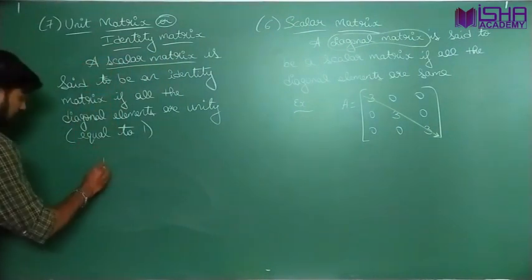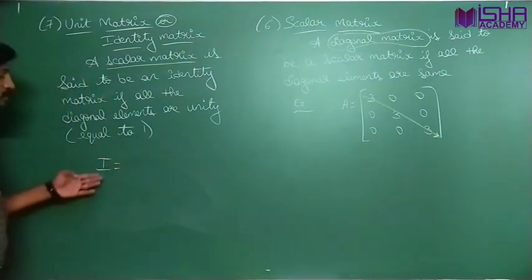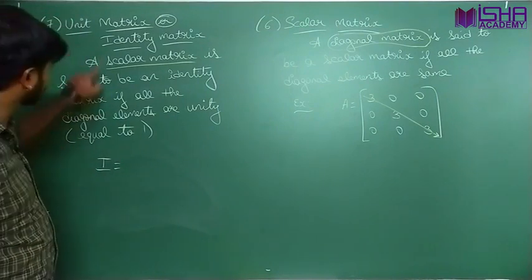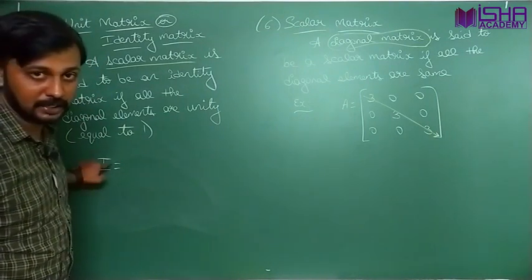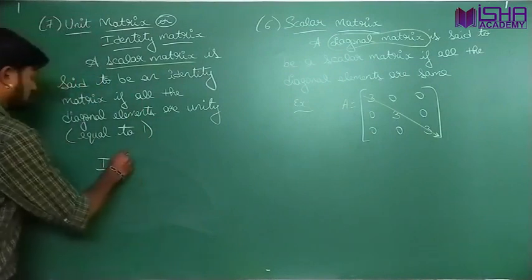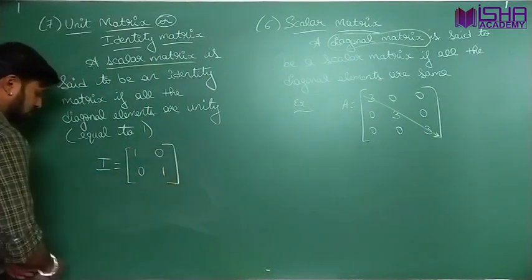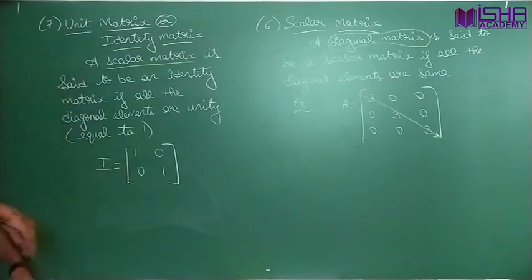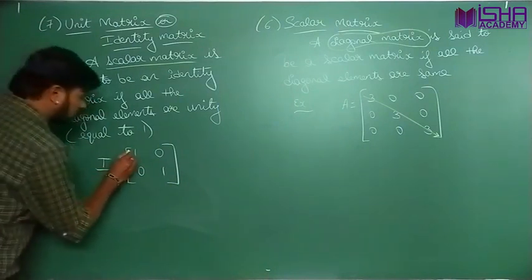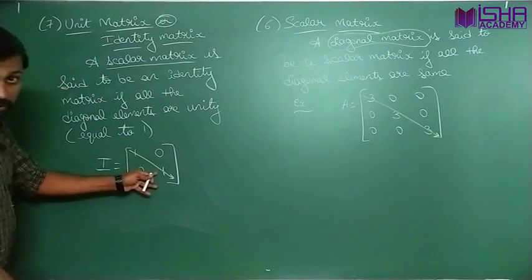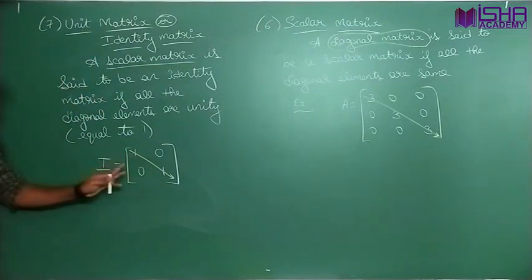And identity matrices are always denoted by the capital letter I. Remember that. Now I equals 1 0 0 1. So this is an identity matrix of order 2, that is 2 cross 2, 2 rows and 2 columns.